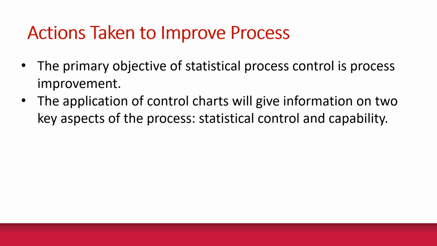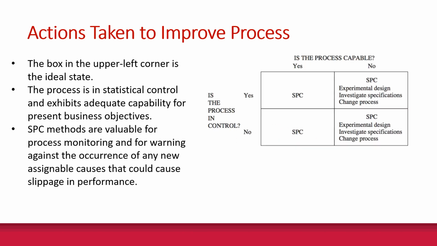The primary objective of statistical process control is process improvement. The application of control charts gives information on two key aspects of the process. The first one is control, and the second one is capability. Taking these two things into account, we can form a little table with four blocks. What we're graphing here is whether the process is capable versus whether the process is in control.